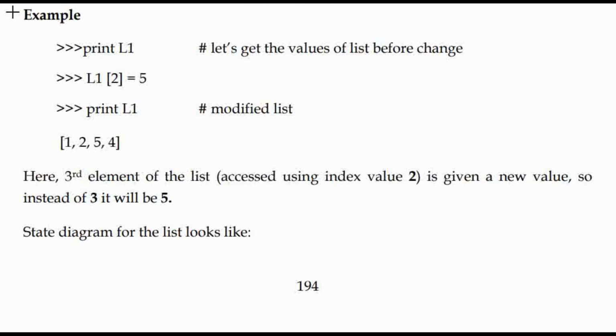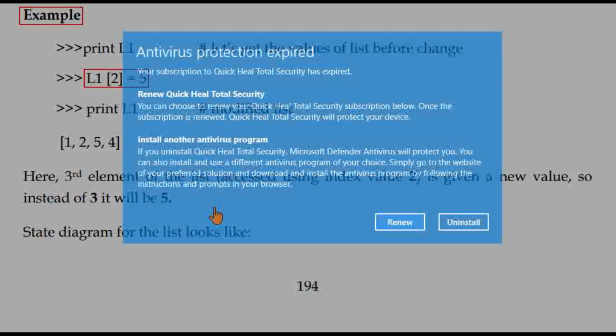Example: print L1. Let's get the value of the list before change. L1[2] = 5, a value 5 is assigned. Print L1. [1, 2, 5, 4] is printed. Here the third element of the list, accessed using index value 2, is given a new value, so instead of 3 it will be 5.